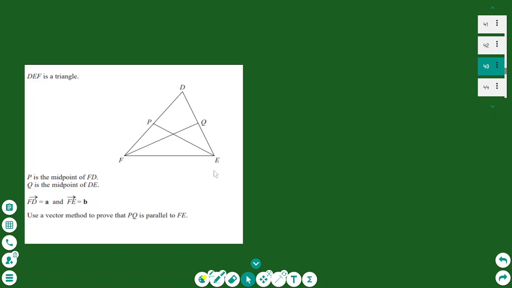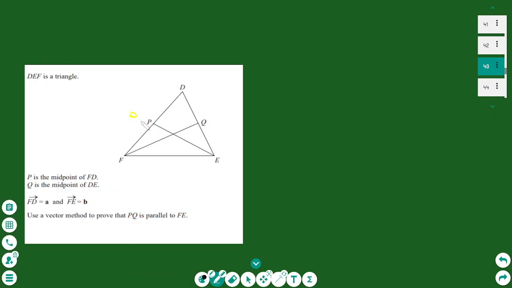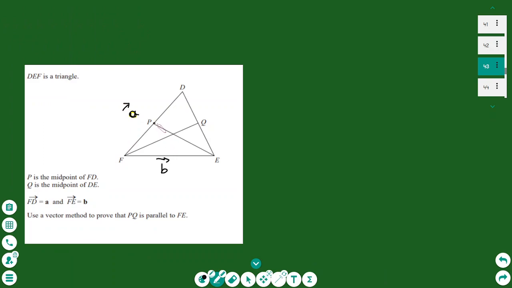The vector FD is the vector A, we are going to call it A. So we write here A, the FD is the A, and the FE is the B. And we need to show here that the PQ is parallel to the FE. So the PQ is this side, and I want to show here that this is parallel to the FE.